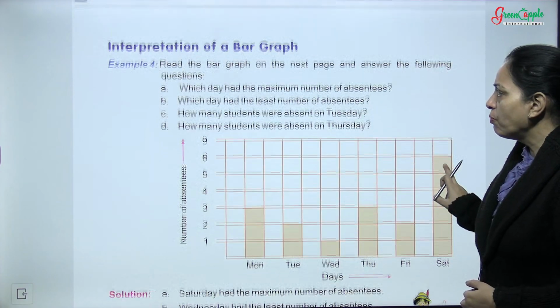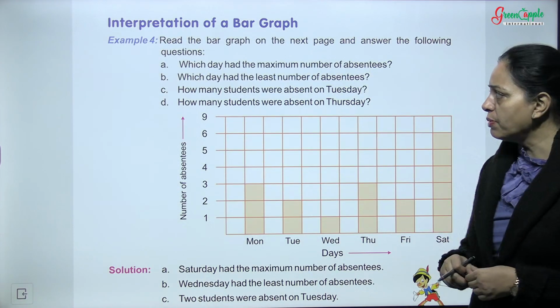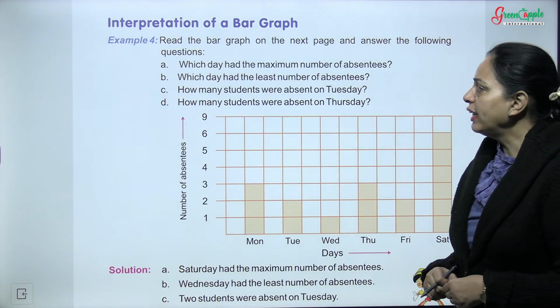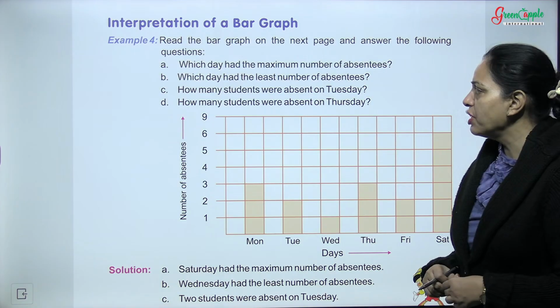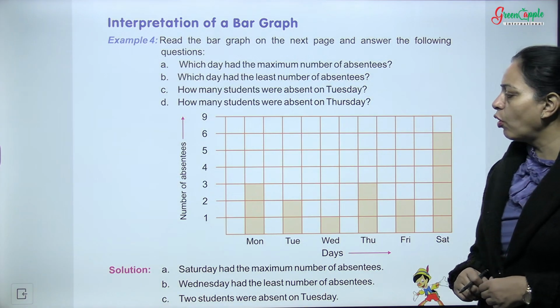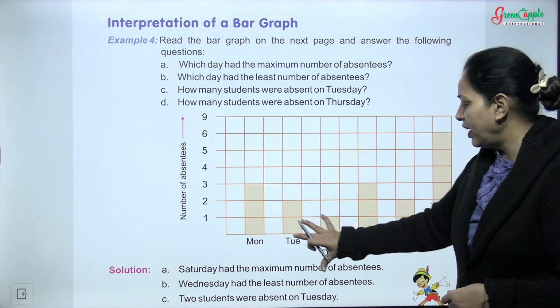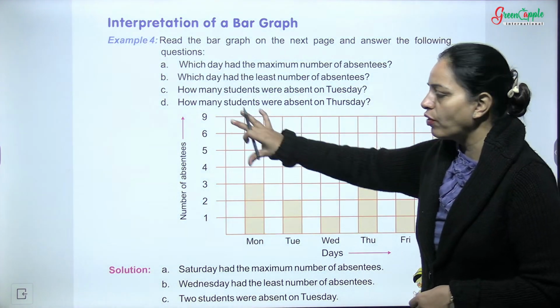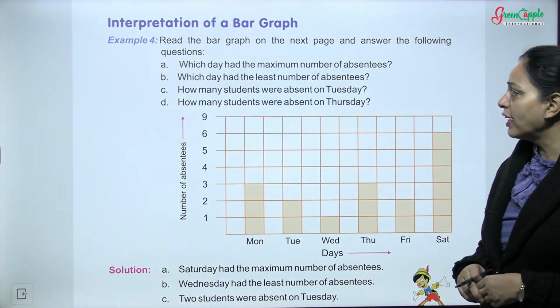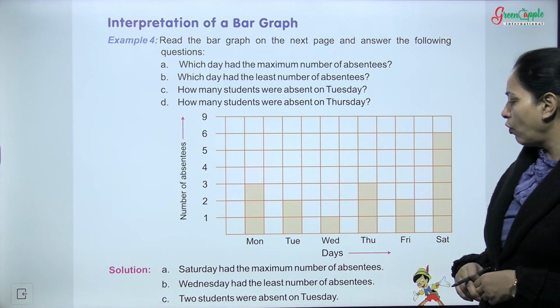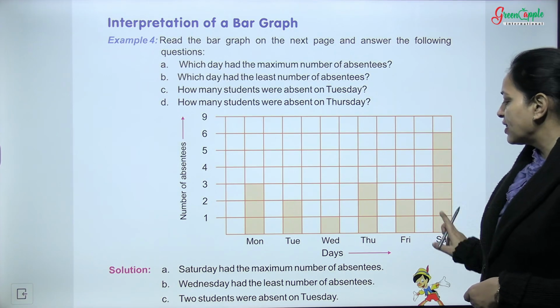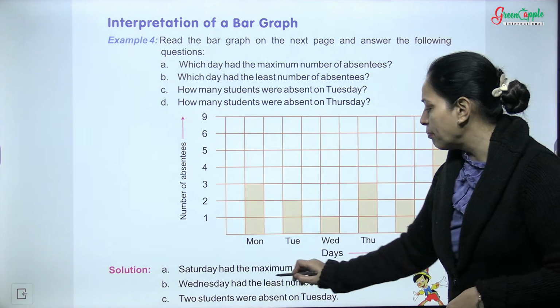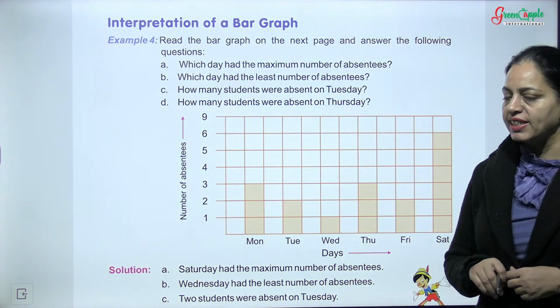Now interpretation of a bar graph, in the same way we can also read a bar graph. Example 4, read this bar graph on the next page and answer this question. A, which day had the maximum number of absentees? So here we have days and here number of absentees. So which day had the maximum number of absentees? So which one is the largest bar? This Saturday. So Saturday had the maximum number of absentees.